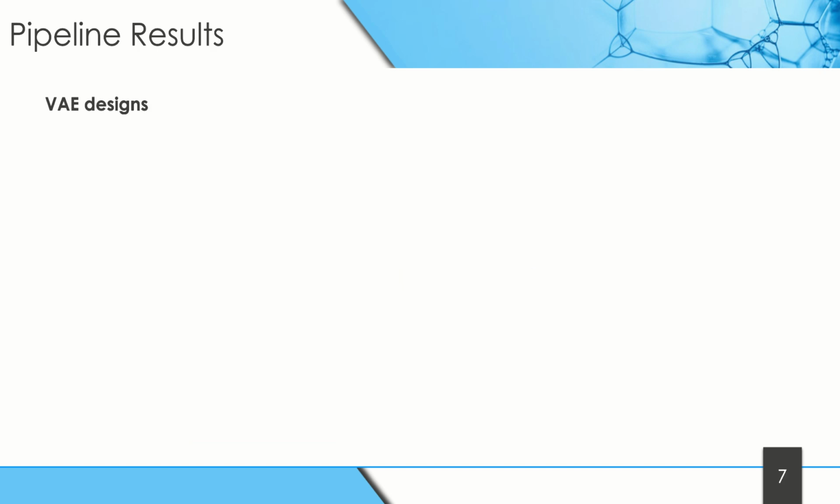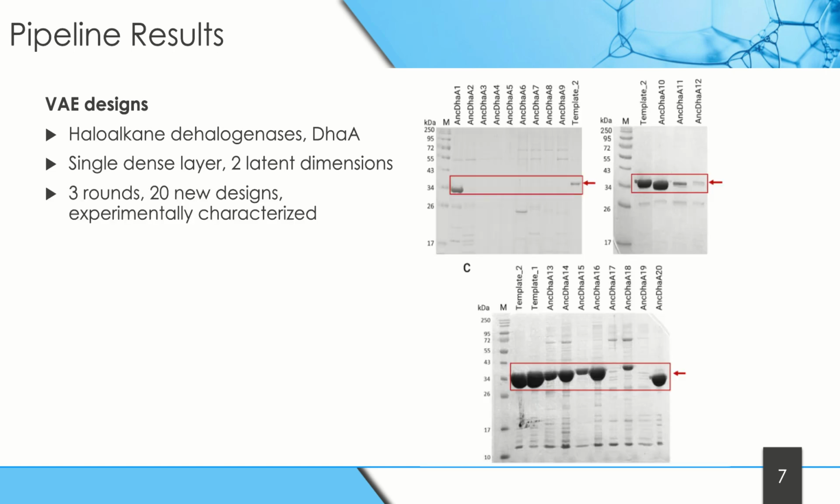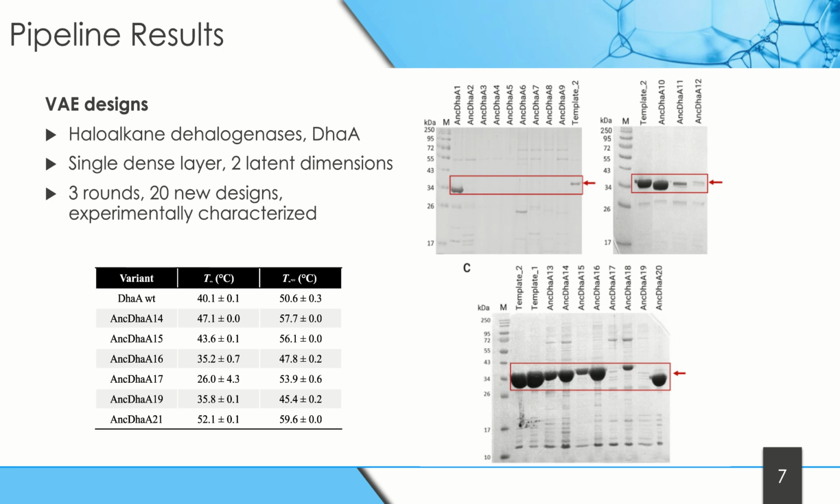We perform our study on haloalkane dehalogenases with DhaA protein as a template, and we found out that a single dense layer with two-dimensional latent space is sufficient to reconstruct MSA sequences and capture phylogeny. We did 3 rounds of experiments, and we experimentally characterized 20 designs in total. In the last third round, we observed the best stabilization up to 9 degrees.